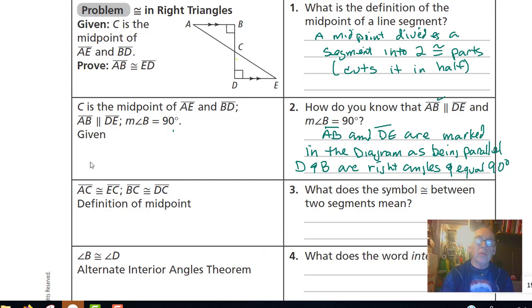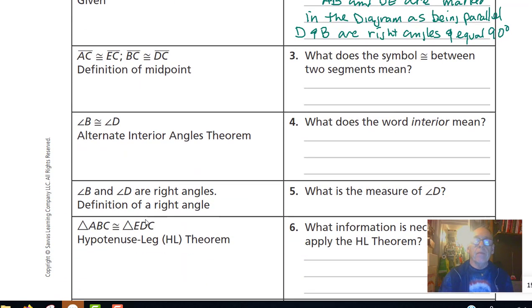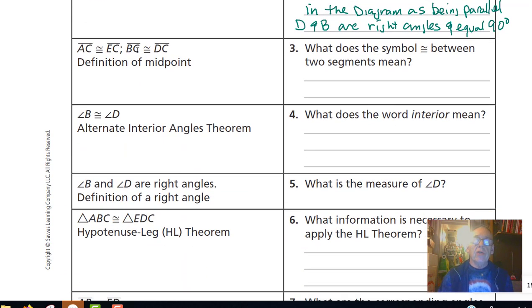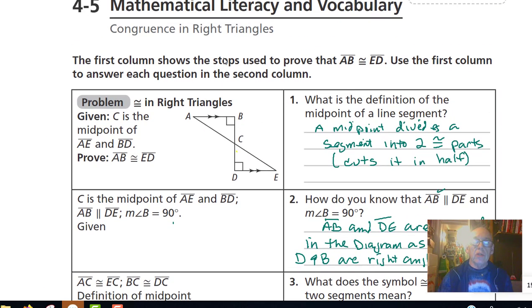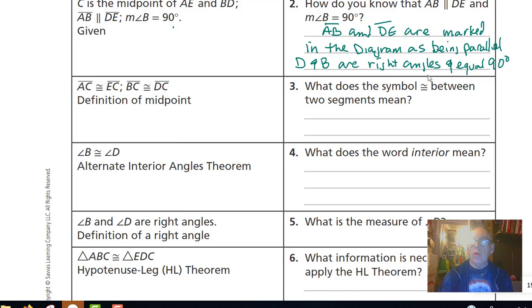Okay, let's look at the next part here. AC is congruent to EC, and BC is congruent to DC using the definition of midpoint. What does the congruent symbol mean between two segments? It means the segments are congruent. They have equal measures.